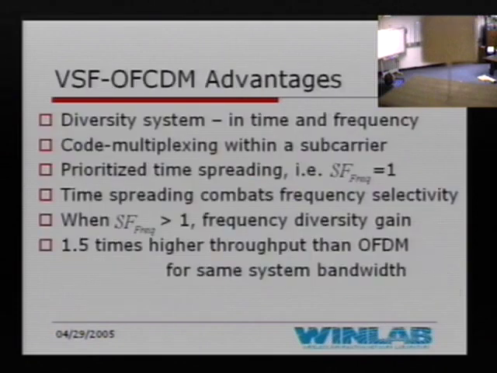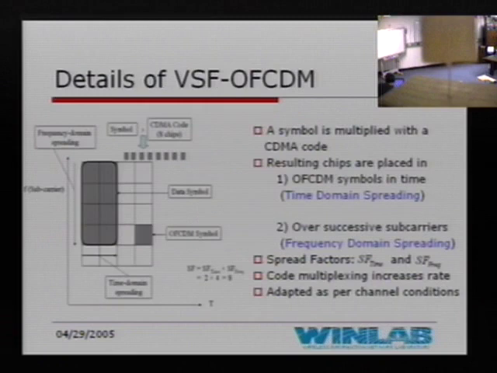So there are just some points noting on the advantage of VSF-OFCDM. The first thing to note is it's a diversity system, because I'm replicating my symbol in both time and along successive subcarriers. And as I said, code multiplexing can be done in a subcarrier. I can put another data symbol within the same 8 blocks just by using a different code.